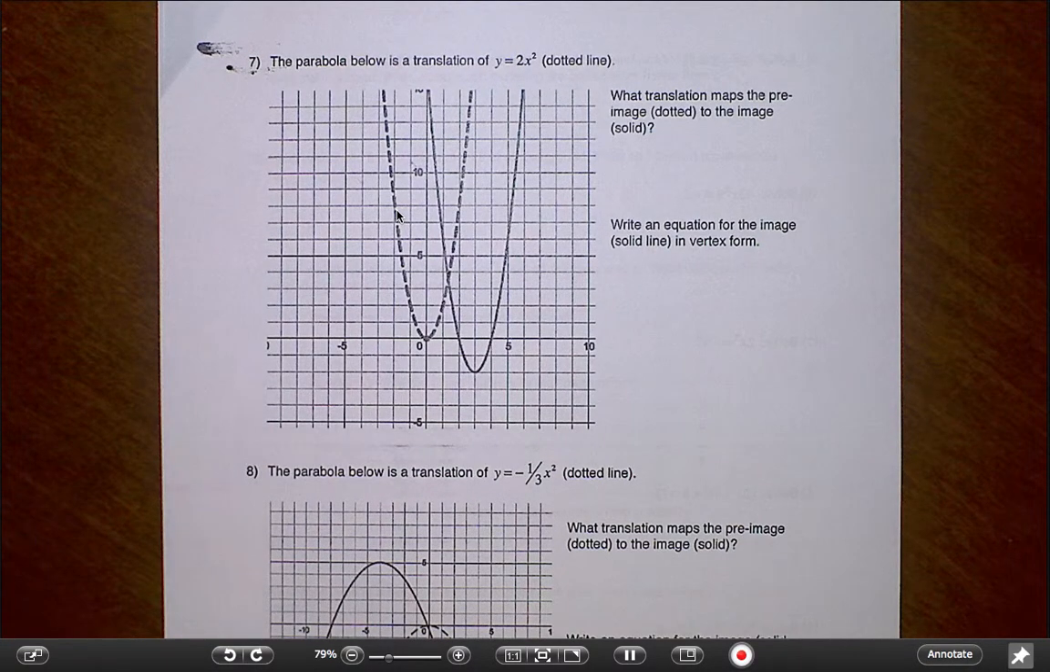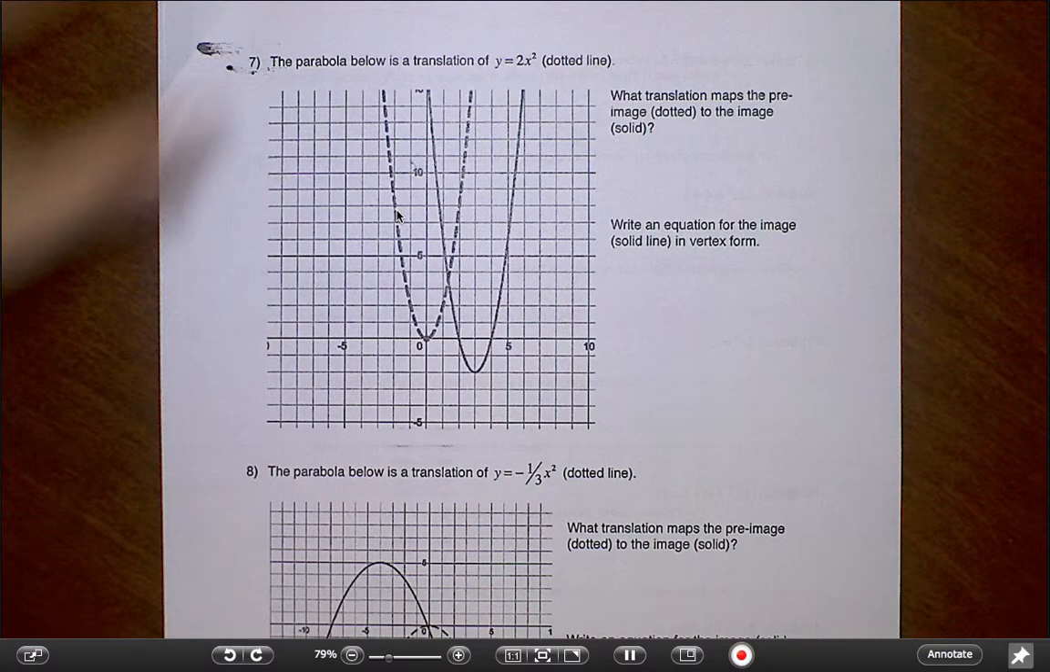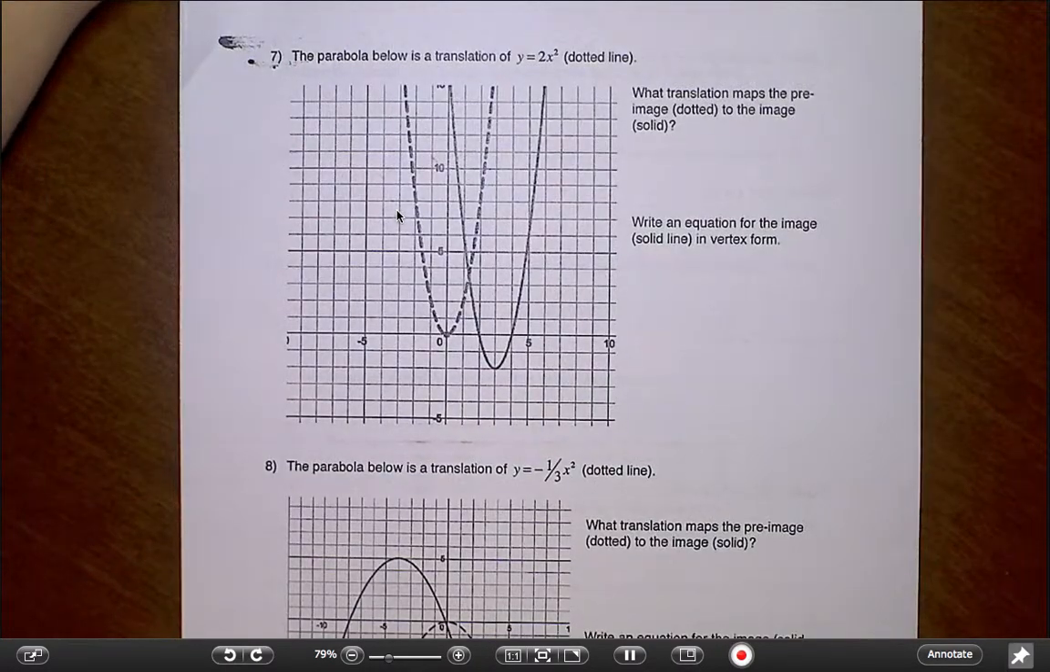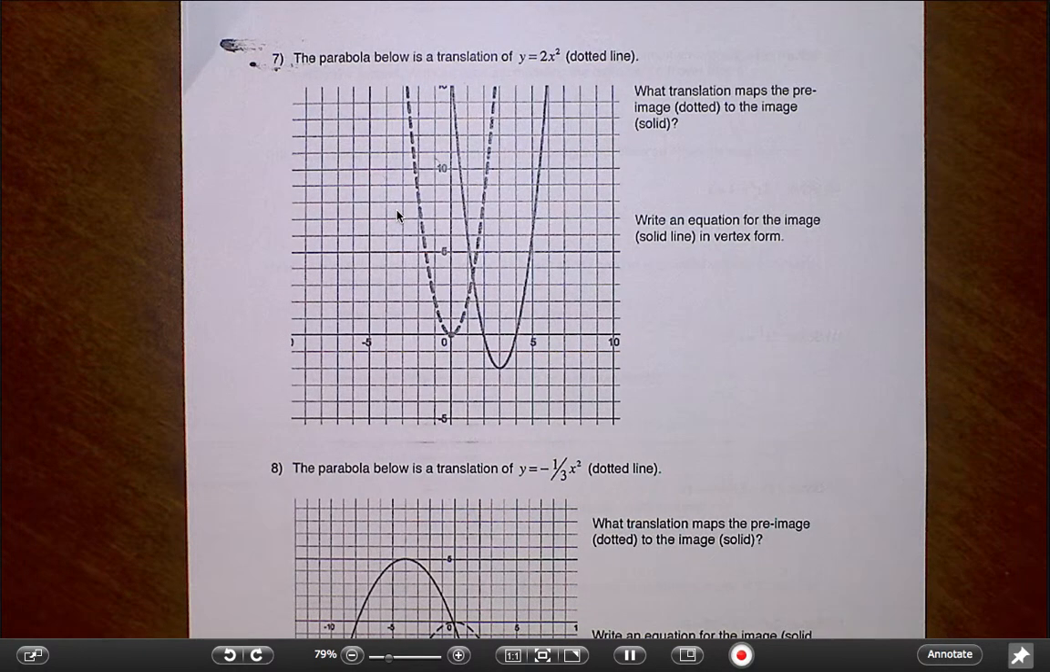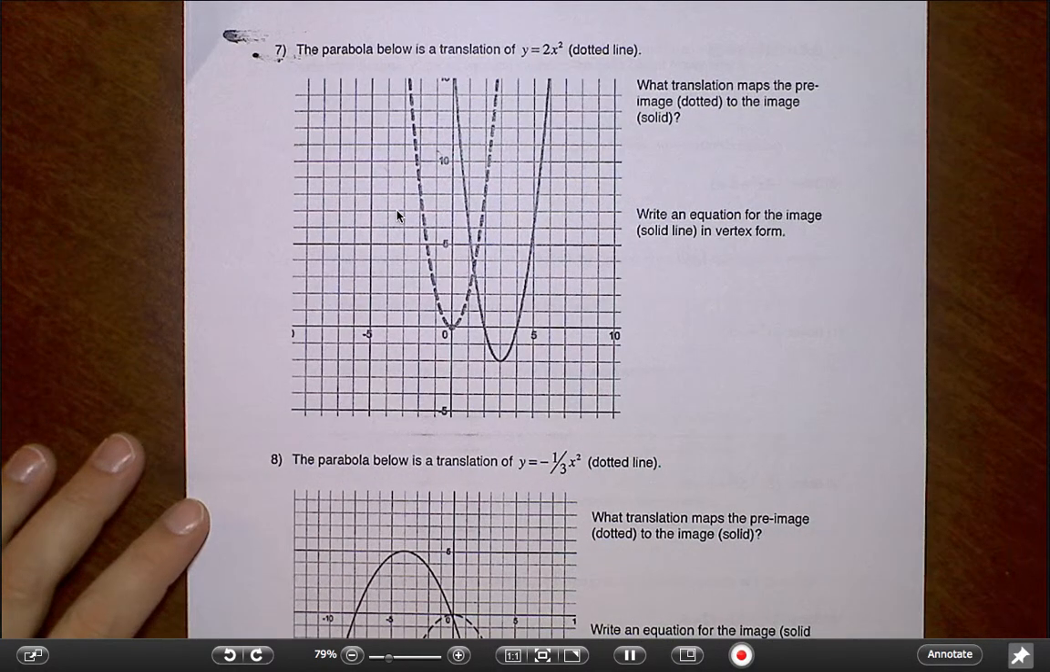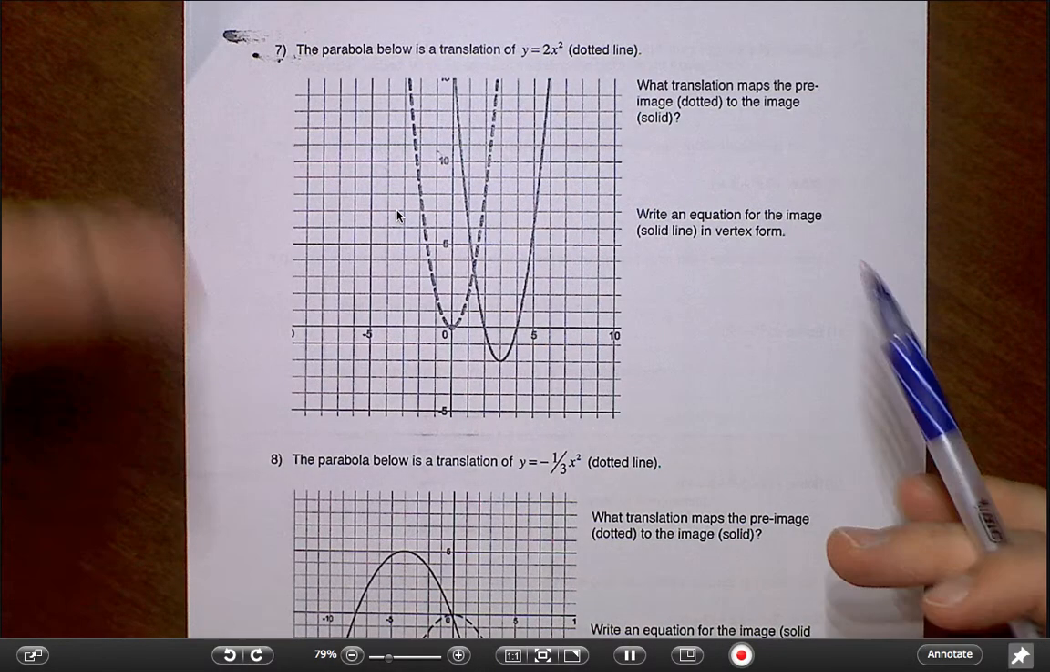Hi everyone, this is the second page of the Chapter 6 exam review for Algebra 1B. And this video is going to be really short. I'm really just doing questions 7 and 8 because the whole next page I want to kind of keep together. So looking at 7 and 8, they both work the same way.